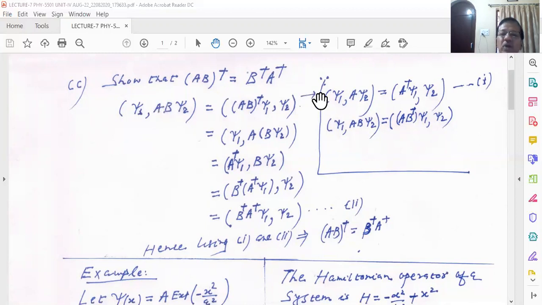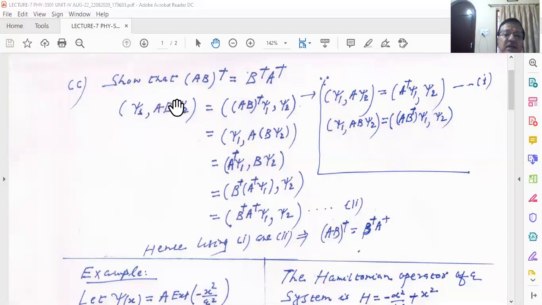So using this property, this is the property of the Hermitian self-adjoint. If A is a Hermitian operator, we can write the scalar product of psi1, A psi2 is equal to A dagger psi1, psi2, where A dagger is the Hermitian adjoint of operator A. This is known to you. So I use this property here.